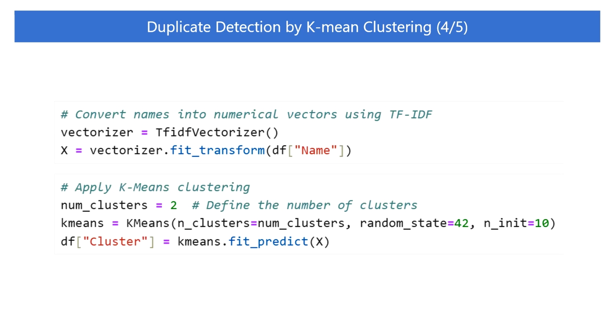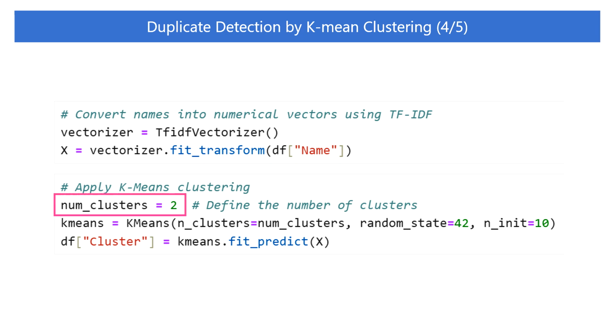Next, let's convert employee names, which is text data, into numerical vectors and apply k-means clustering to group similar names. First, apply TF-IDF vectorizer to transform the names in df name into numerical vectors. TF-IDF is a method that converts text into vectors while considering word importance. This transformation allows the names to be represented numerically, making it possible to compare their similarity.